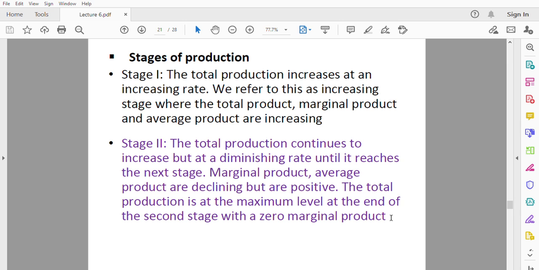Though it's a good stage, it doesn't mean you have to end there. If you add more variable inputs and your production will increase, then why don't you add more and more? So at that stage, it is a good stage, but it's not the best stage. The total product, marginal product, and average product at that point are all increasing. And we have stage 2. Stage 2 is the stage where total product continues to increase, but at a diminishing rate, until it reaches the next stage.